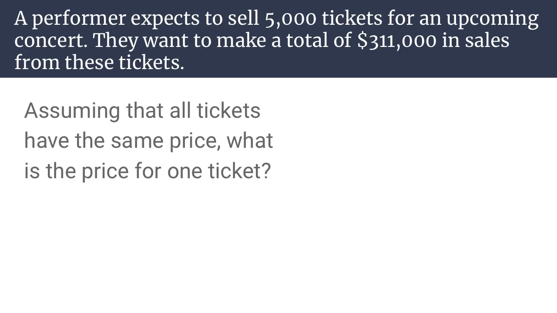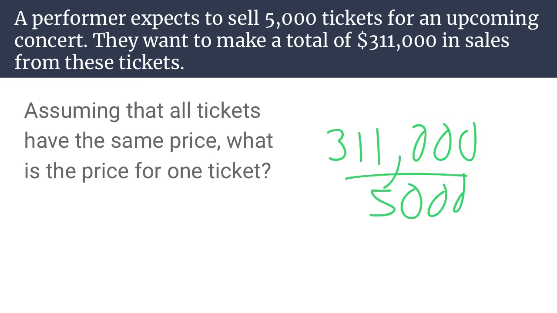So if they want to make the $311,000, we would take the 311,000 and divide it by 5,000. And we do that because we want to take the amount and divide it by the number of tickets to find the price of one ticket. And we'd find that the price of one ticket would be $62.20.